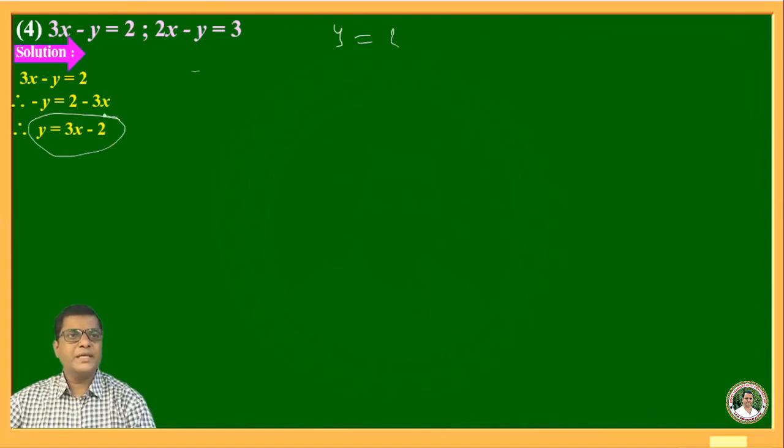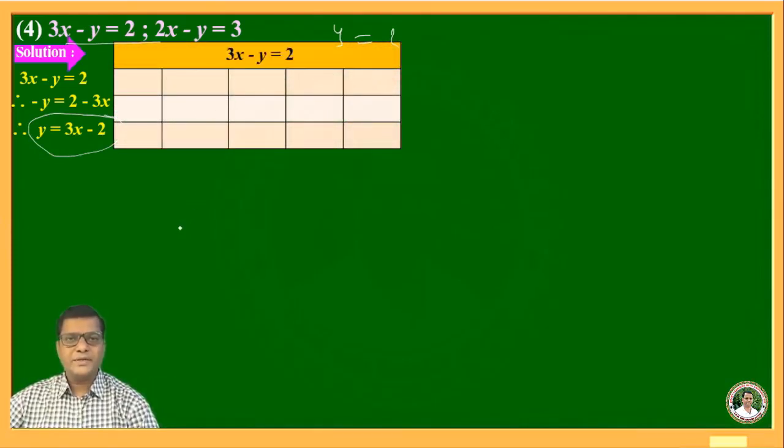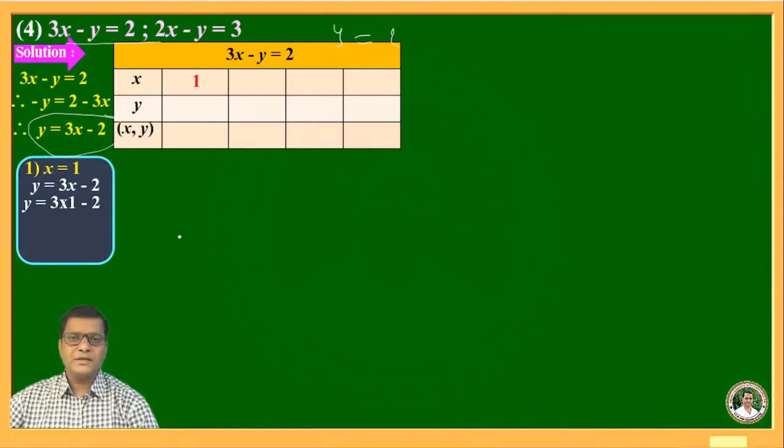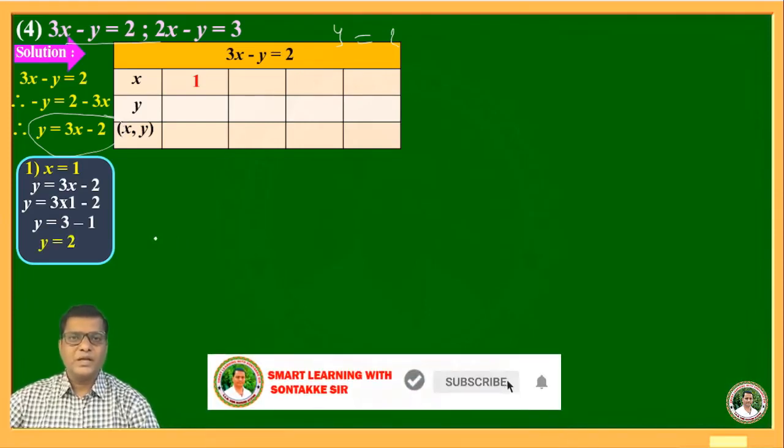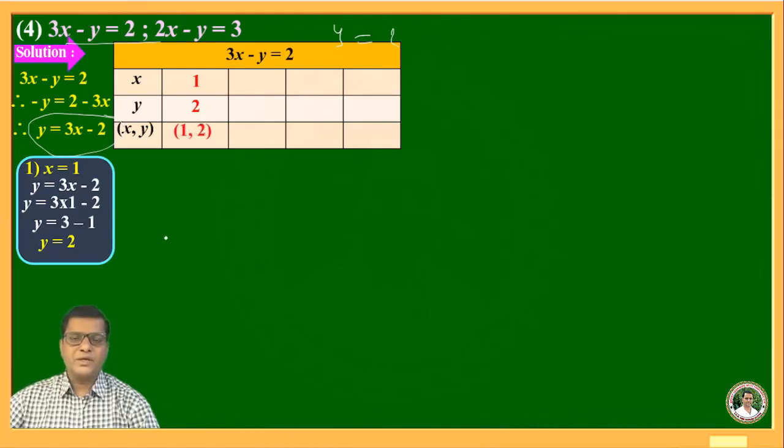Now we will prepare the table of this given equation 3x minus y is equal to 2. For that, draw a table, write the given equation. In the same way, write x, y and x, y. Now here we will take the value of x is 1. Write this value in the table and substitute the value of x in the given equation, which is converted into y is equal to something. We will get the value of y is 1, and write the coordinates of the point, that is 1, 1.